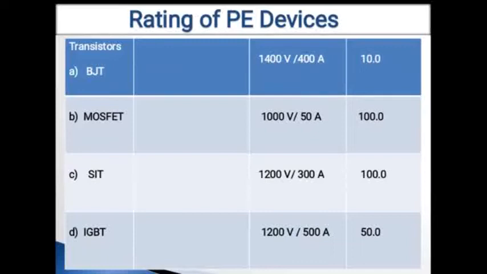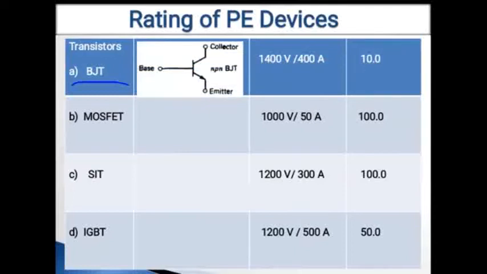Now in this table you can see the transistor family members of semiconductor devices, of which the first is BJT. BJT means bipolar junction transistor. In this diagram you can see the symbol for the BJT. It has three terminals, base, collector and emitter, and it has a voltage rating in the order of 1400 volt and a current rating of 400 ampere, and a frequency range in the order of 10 kilohertz.